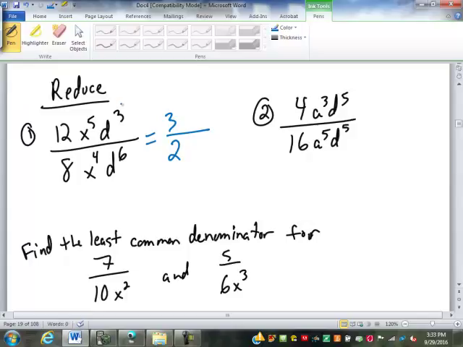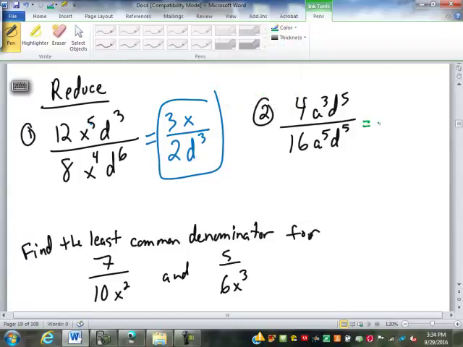Now what's going to happen with the variables? X goes on top because it has the larger power of the 2. And what's its power going to be? Just going to be x, because 5 minus 4 is 1, so x to the 1, or just x. How about d? Bottom, and what power? 3, d to the third. So that fraction reduces to 3x over 2d to the third. Any questions?